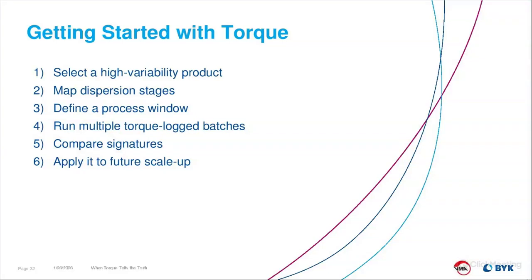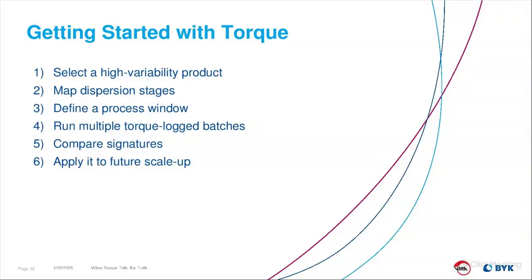So how do we get started? Well, I would start with a high variability product, something that may be a problem product that you have, that you run a lot, right? You map out your dispersion stages. How long are we going to add material at what speed? When do we go into the deagglomeration phase? Map all of this out. You define your process window, right? From start all the way to finish.